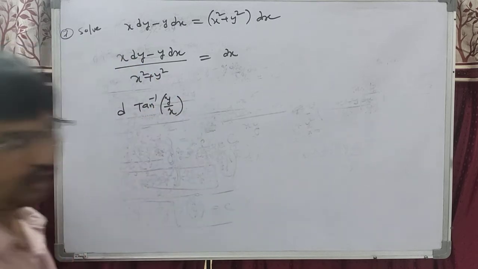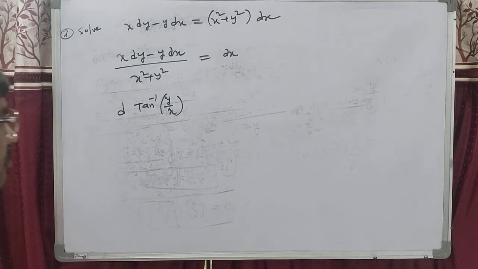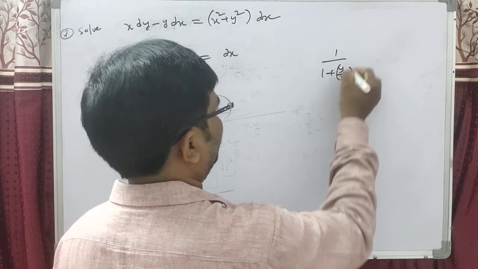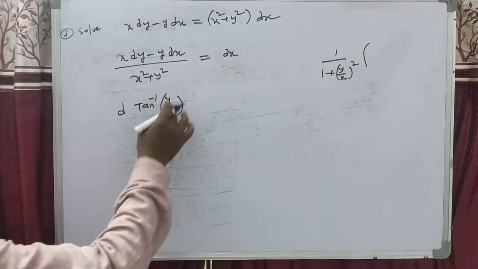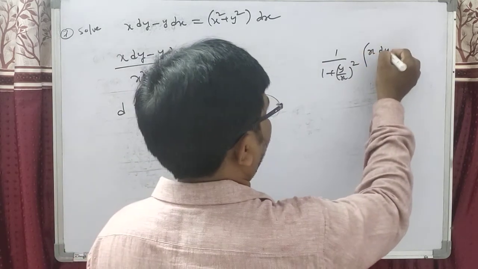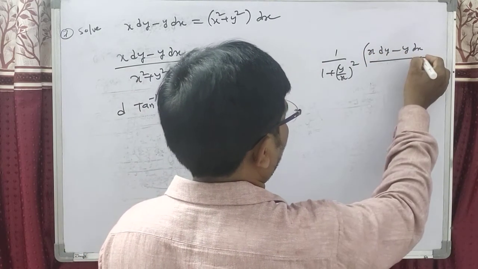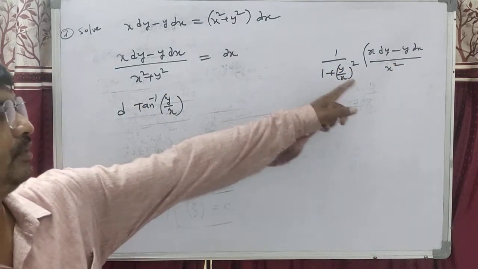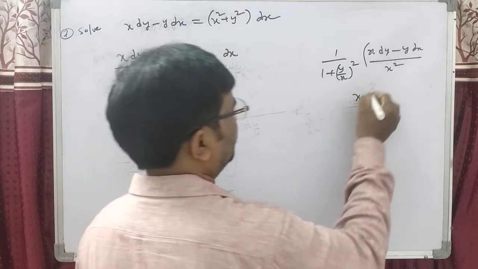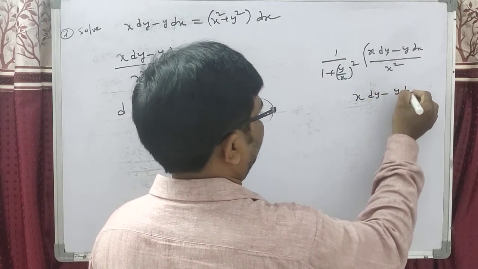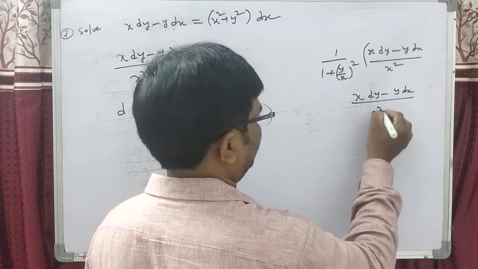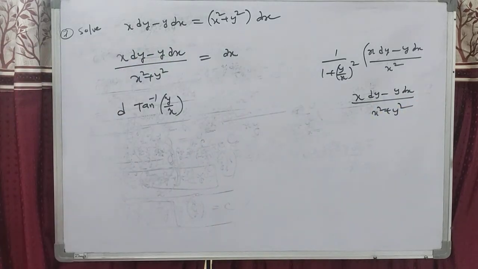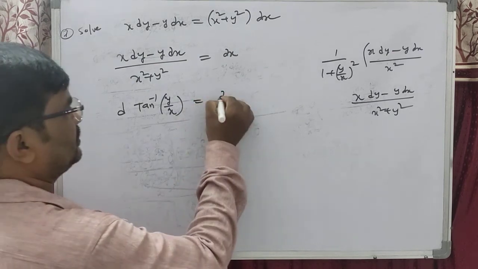Yes or no? Just find the derivative of tan inverse of y by x. It is 1 by 1 plus y by x whole square. Now the derivative of y by x is x into dy minus y into dx by x square. When you take the LCM, the x square term is cancelled. The remaining is x dy minus y dx by x square plus y square, equals dx.